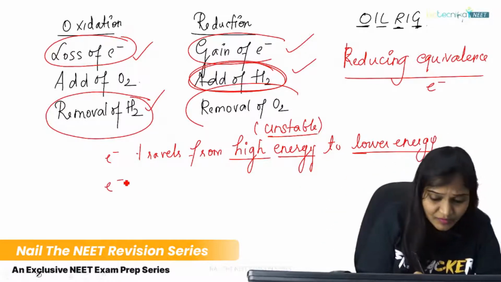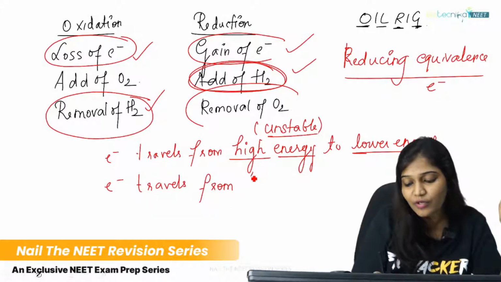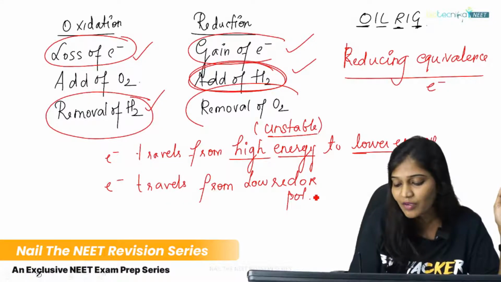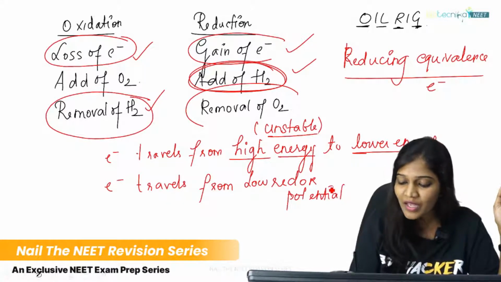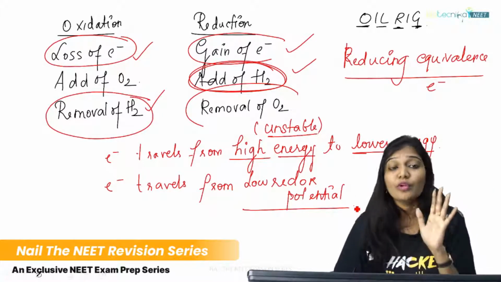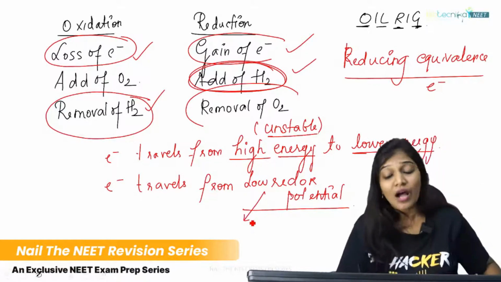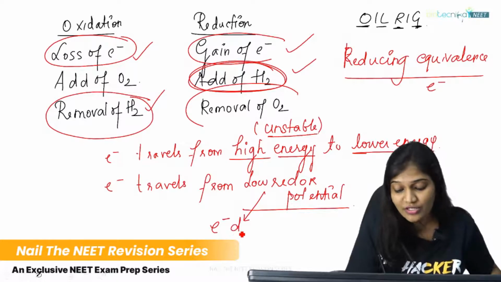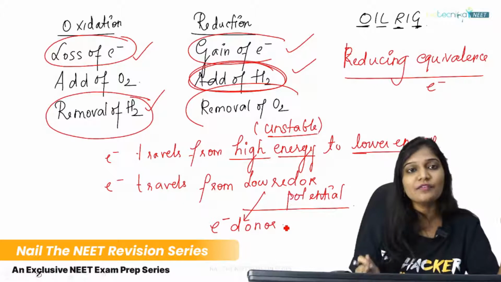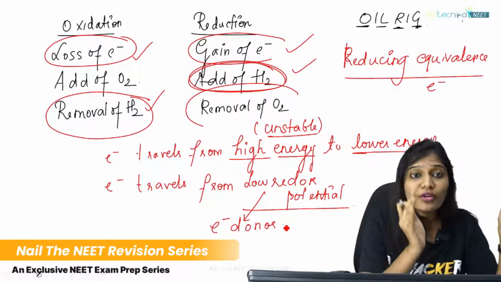Another important thing, electrons travel from low redox potential. Very important, low redox potential. We already know what redox is: if oxidation and reduction take place simultaneously together, we call it redox. A molecule which has low redox potential is going to be an excellent electron donor. So please remember, if electrons are transferring from complex 1 to complex 3, complex 1 is going to have low redox potential.